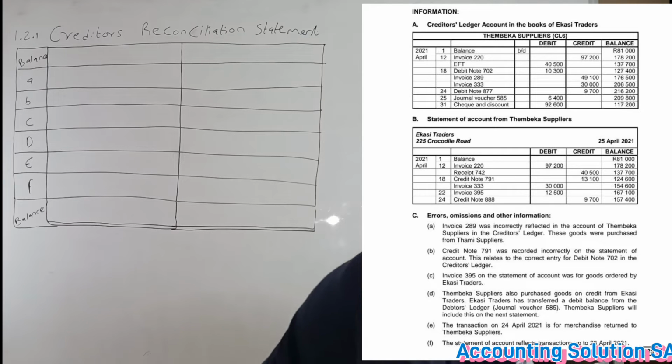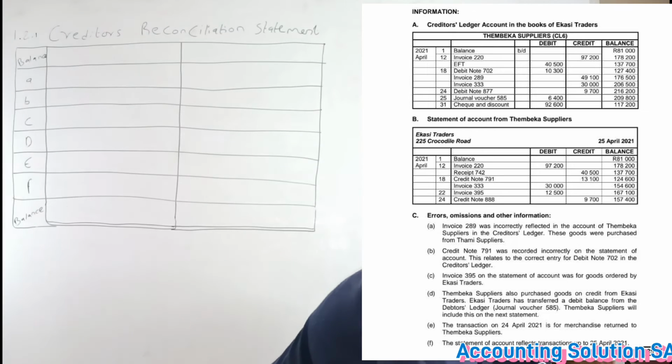289 is the amount of 49,100. Now the question is, was it added or subtracted? Let's check. We have a debit side and a credit side on our creditors ledger. The first balance, the opening balance, is 81,000. And the second balance is 178,200. How did we get that 178,200?